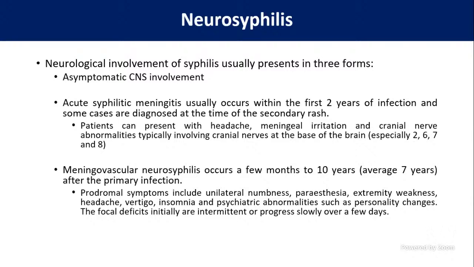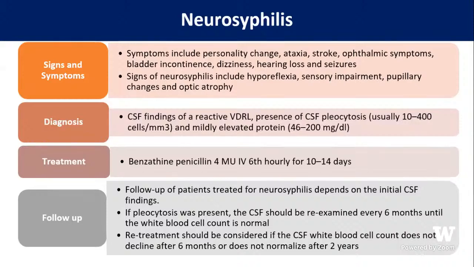Next, the diagnosis is achieved by doing a CSF VDRL. You have to do a CSF VDRL, which has to be reactive. Presence of CSF cells about 10 to 100 and mildly elevated protein. And if you are suspecting syphilis, you will treat with benzathine penicillin 4 million units every 6 hourly for 10 to 14 days. And again, the follow-up depends upon the stage of the neurosyphilis, when you are trying to find out what is to be done further and monitor these patients.